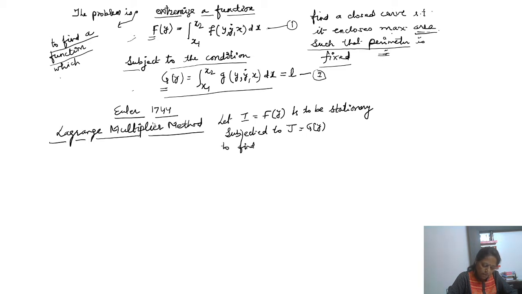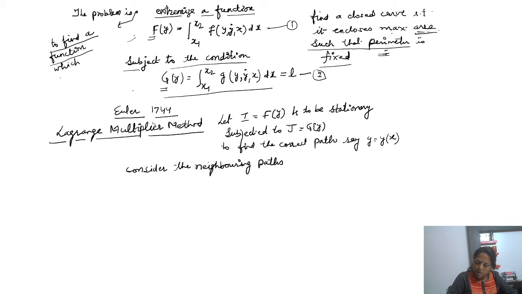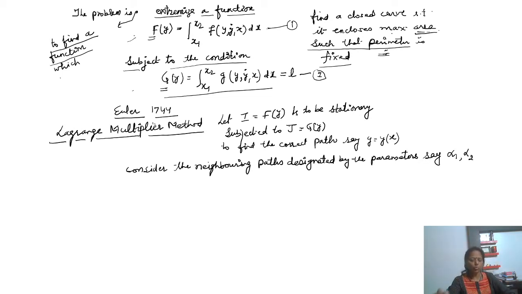So to find the correct path, the closed curve, the correct path say y is equal to y(x), we will consider the neighboring path. Consider the neighboring paths designated by the parameters say alpha 1 and alpha 2. Now this is the method, because here you have two integrals. So in this method we consider the two parameters.